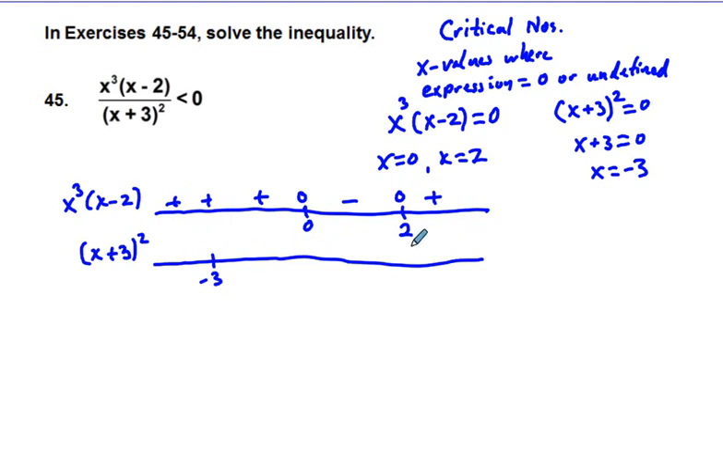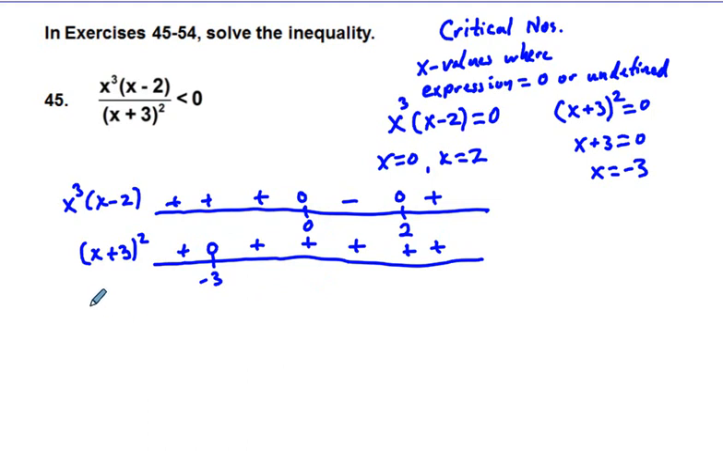Next, for the denominator, at x equals negative 3 the value of that denominator is 0, and everywhere else, since we have x plus 3 squared, we'll have a positive in the denominator. So positive everywhere else.